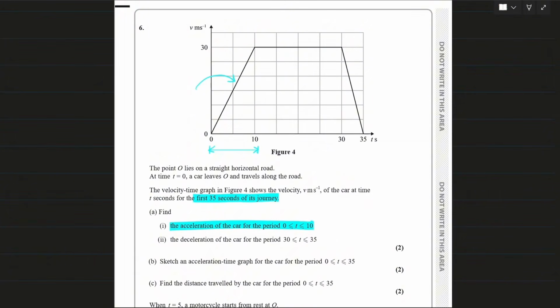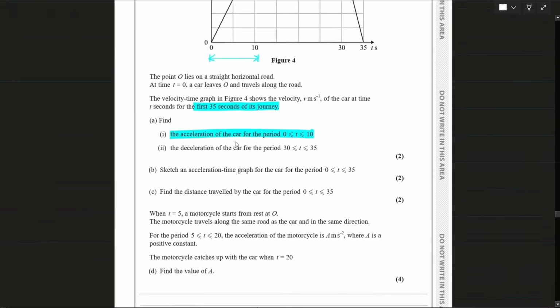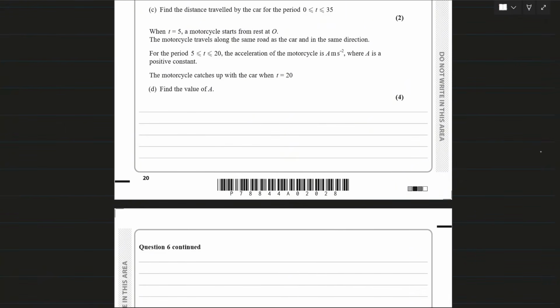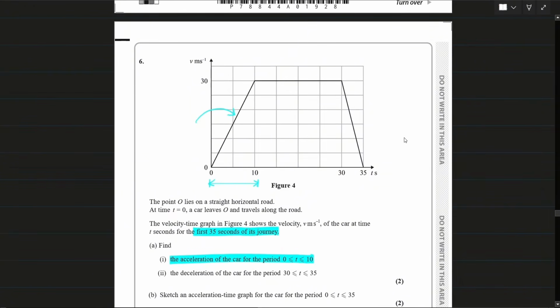The car is accelerating. So in order to find the acceleration of the car between this period, we are going to find out the gradient in these 10 seconds, and that will give us the acceleration. So for A1, we have to find the gradient. We know that the acceleration is given by the gradient of a velocity time graph. And we know that in order to find the gradient, we need to use the formula y2 minus y1 divided by x2 minus x1. To use that formula, we need 2 points on the graph.